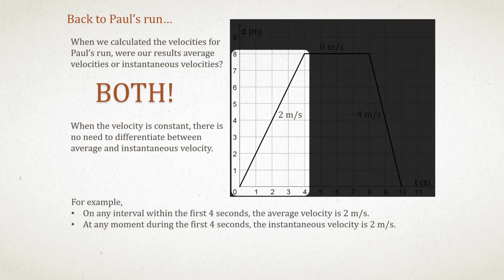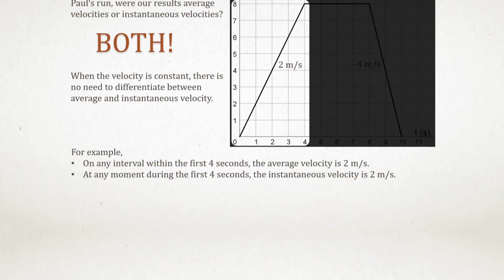If we look at the first 4 seconds, notice that we have an average velocity of 2 meters per second. You can pick any 2 points on that line and take the change in displacement, divide it by the change in time, and you're going to get 2 meters per second. But at any given moment during those first 4 seconds, if we asked how fast is Paul moving, what is his velocity, it's also 2 meters per second because he was always moving at 2 meters per second in that interval. So when we have straight lines, average velocity and instantaneous velocity end up being the same value.